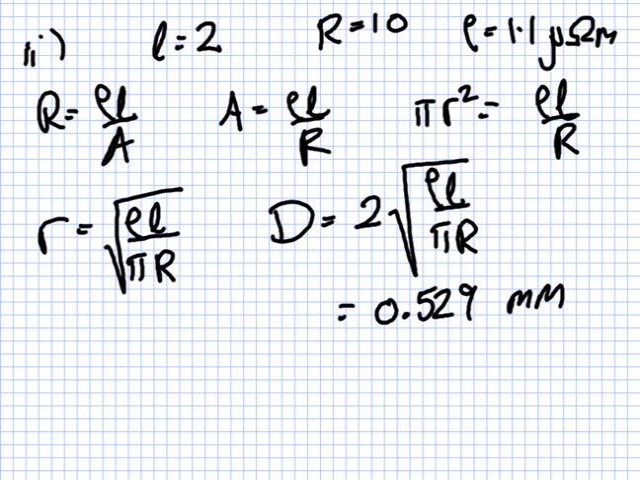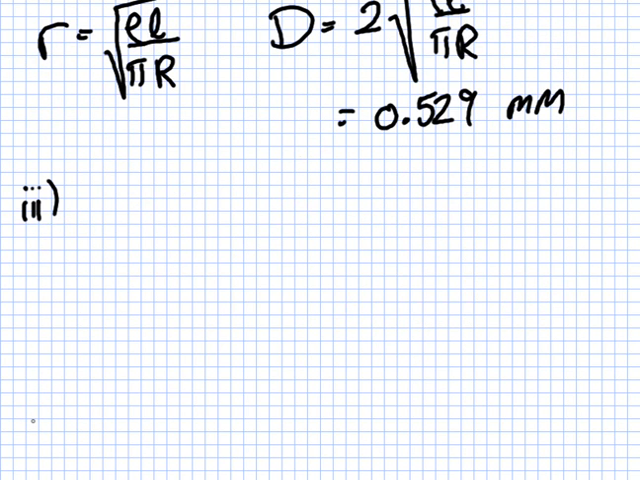Right, part 3 now. The wire is used in the potential divider circuit as shown. So that's the AB, yeah. Can I scroll down? Yeah.